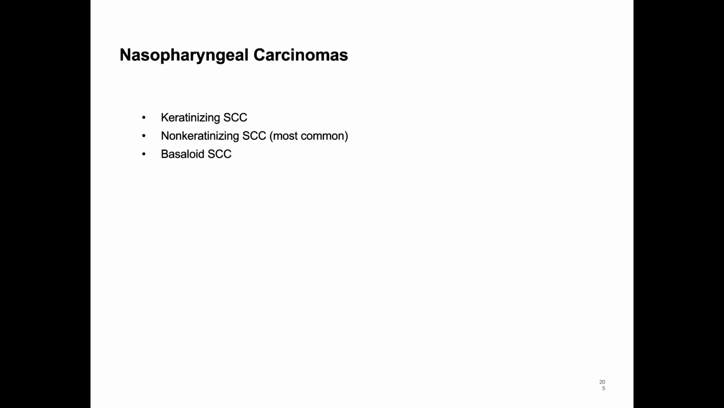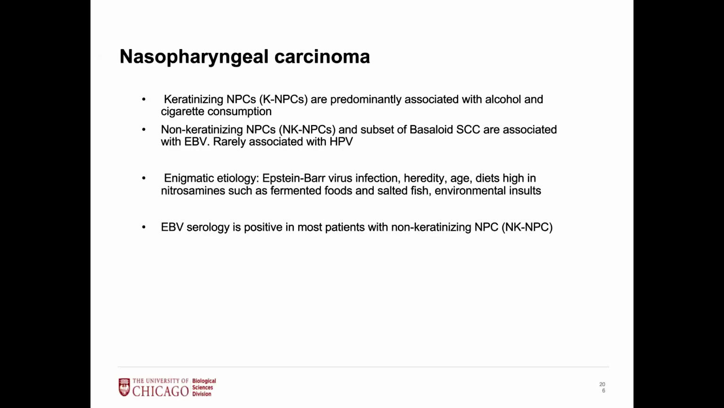And so again, the keratinizing, we're thinking smoking and drinking. The basaloid, we're more likely thinking smoking and drinking. The non-keratinizing one, we're thinking virus again. We're thinking EBV virus in the nasopharynx. Sometimes the basaloid can be related. So the EBV component is a little bit enigmatic.